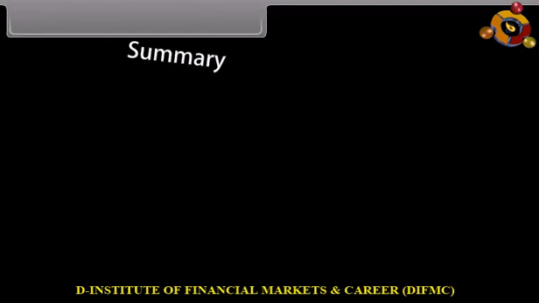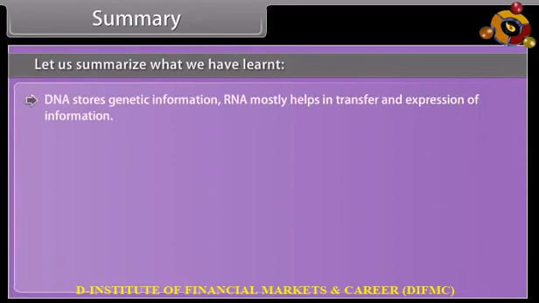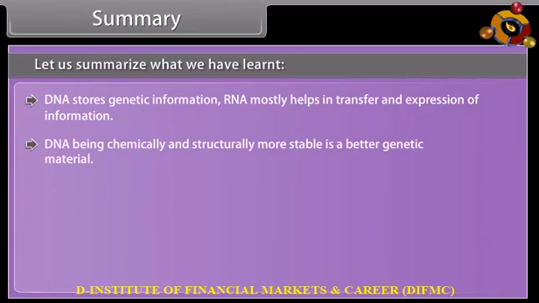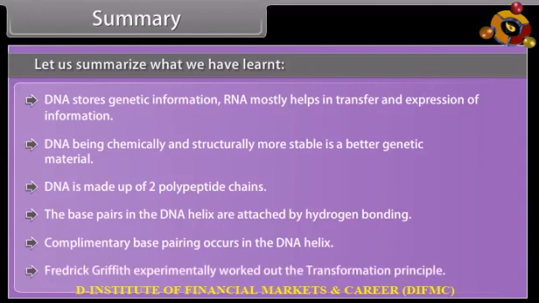Summary. Let us summarize what we have learned. DNA stores genetic information. RNA mostly helps in transfer and expression of information. DNA being chemically and structurally more stable is a better genetic material. DNA is made up of 2 polynucleotide chains. The base pairs in the DNA helix are attached by hydrogen bonding. Complementary base pairing occurs in the DNA helix. Frederick Griffith experimentally worked out the transformation principle.